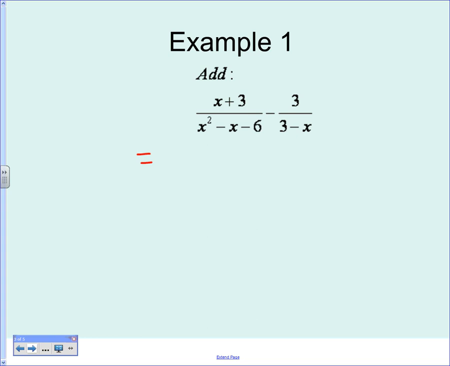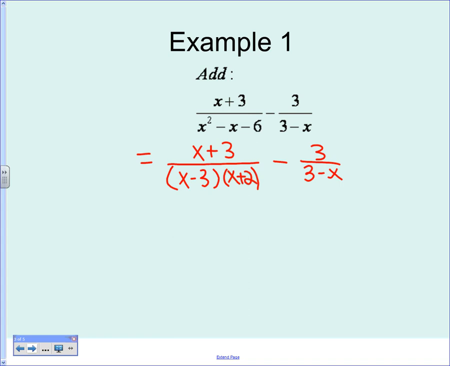Any ideas what we would need to do? I would say factor. Yeah, you want to factor it. How will that factor? Do you agree? Okay. So we have x minus 3, x plus 2, and 3 minus x.